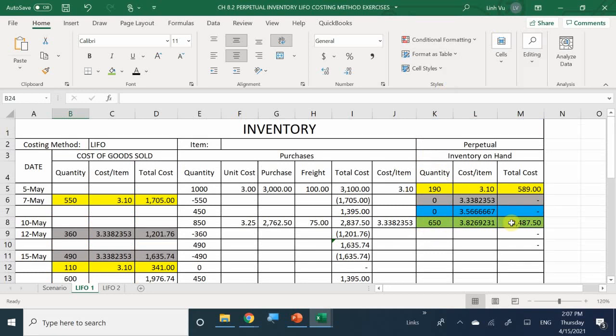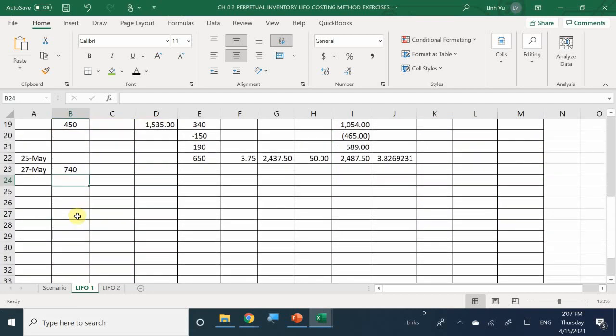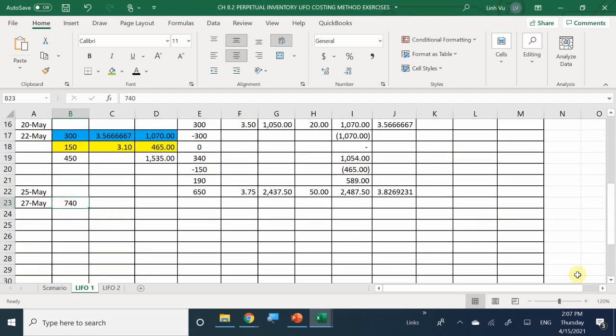We're going to take away our entire green batch and we're going to dip a little bit into our yellow batch. So, with that being said, how much do we have in our green batch? I think we have 650 and we want to get to 740. So how much from the yellow am I selling?